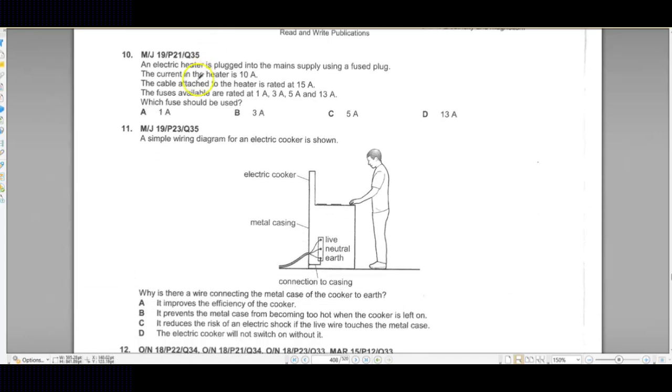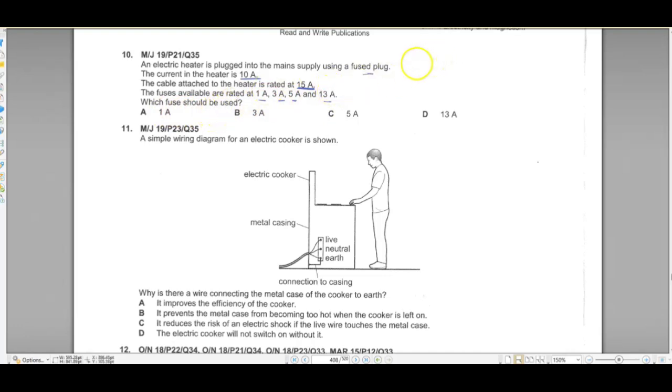Mehaza, this is the second question which is related to electrical safety. An electrical heater is plugged into a main supply using a fused plug. The current in the heater is 10 ampere. The cable attached to the heater is rated at 15 amperes. The fuses available are rated 1 ampere, 3 ampere, 5 ampere, and 13 ampere. Which fuse should be used?